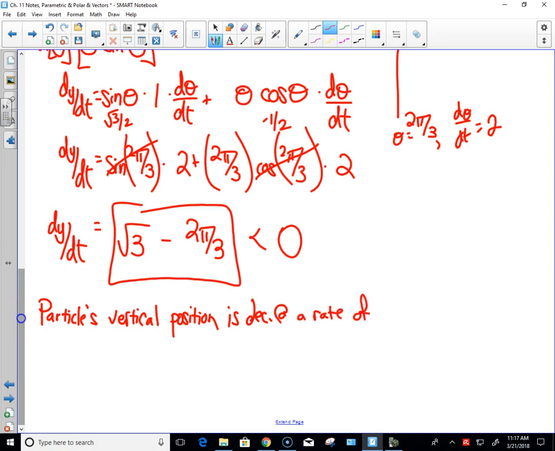I don't think there were any units the entire way through, so I could say at a rate of root 3 minus pi over 3. Wouldn't have any units. Can anybody think of another way of saying that, though? You could say the vertical velocity is negative. You could almost say the particle is dropping.